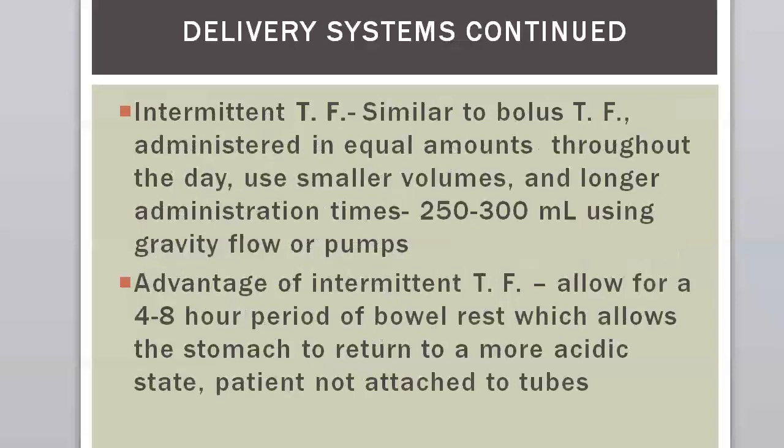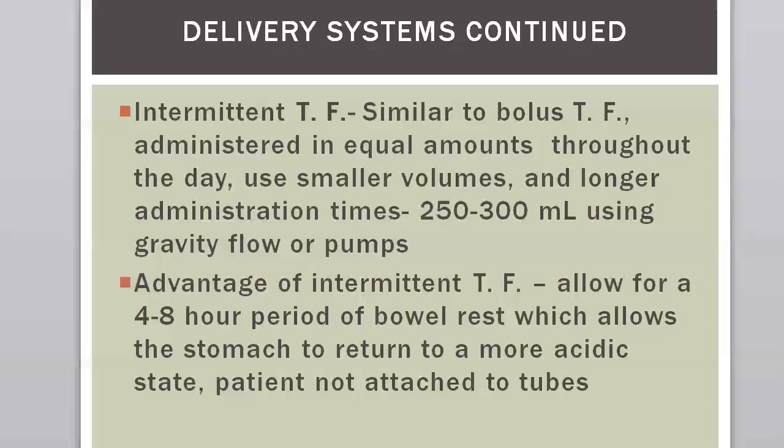is your intermittent tube feeding. It's very similar to the bolus tube feeding. It's administered in equal amounts throughout the day using smaller volumes and longer administration times. And this might be a total of 250 to 300 milliliters using gravity flows or pumps.